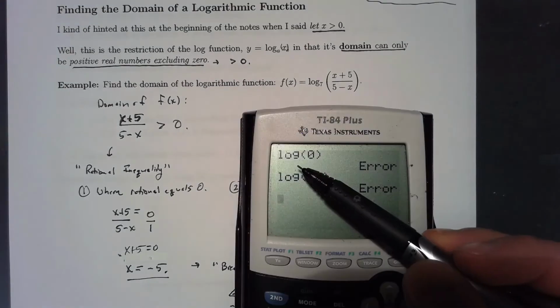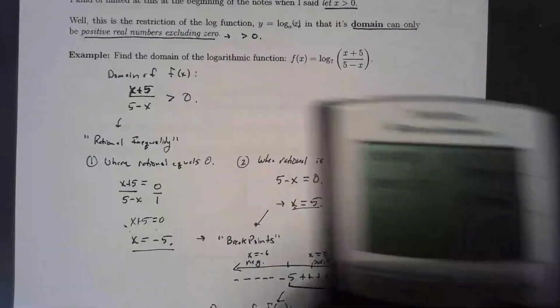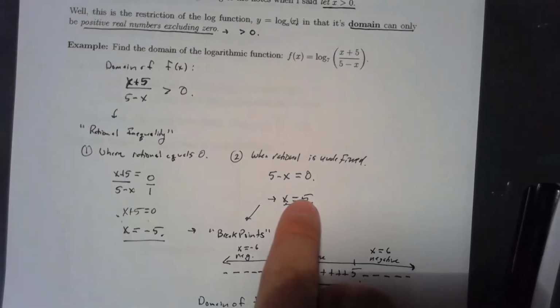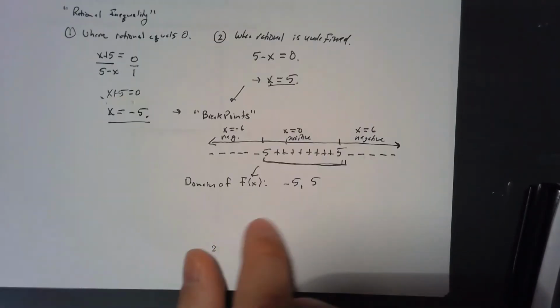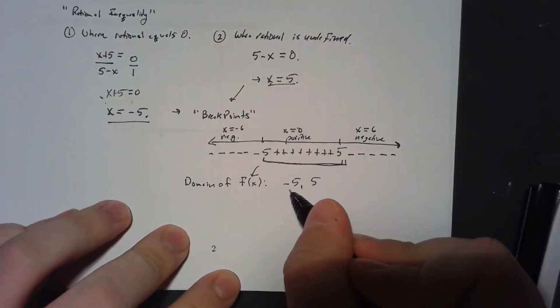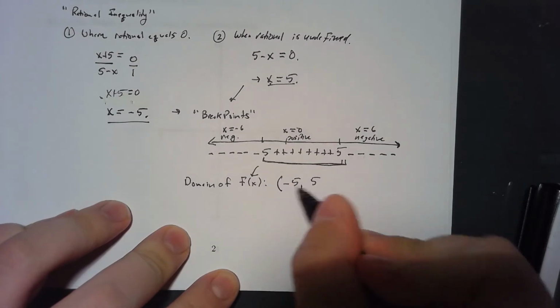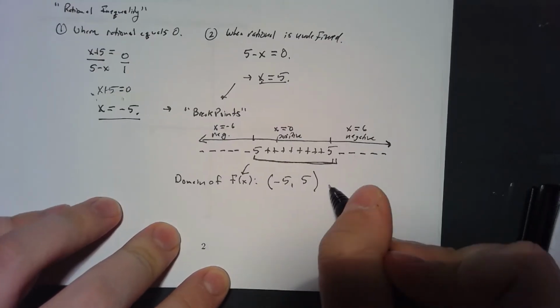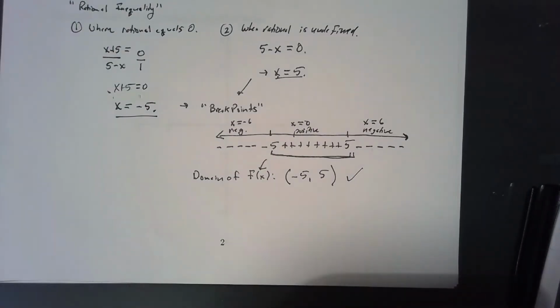That doesn't work. And when this is undefined, which is at 5. So my domain is going to be between -5 and 5, not including those values. So that's my domain of f of x.